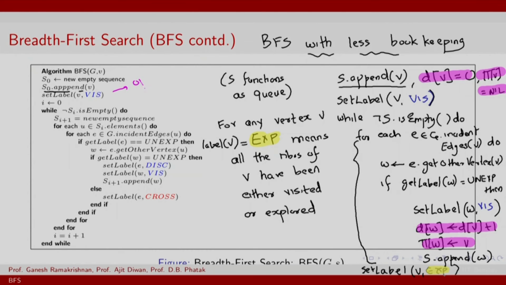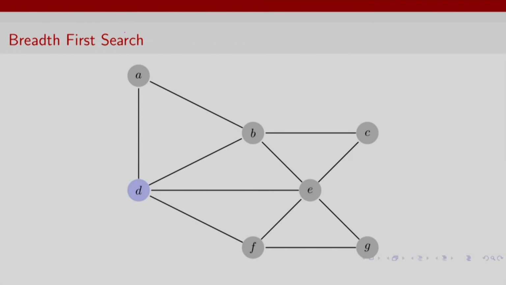So the optional steps here are as follows: you can set the d of V to be 0 and pi of V to be nil. You could do the same thing here. D of W is d of V plus 1, pi of W is V, or E if you want to keep track of the edge. Let us apply breadth first search to a slightly more complex graph, and this node here labeled in blue is the node we want to begin with, so it is already visited.